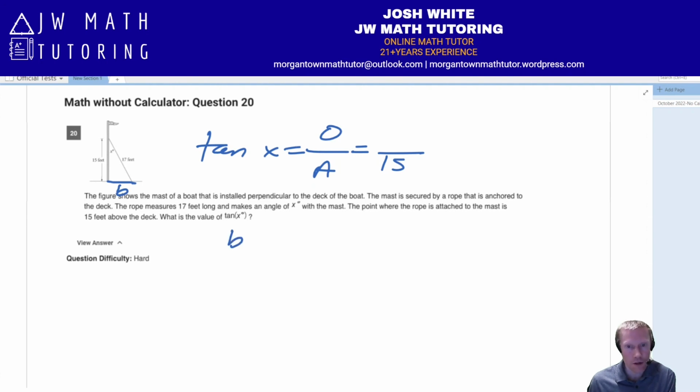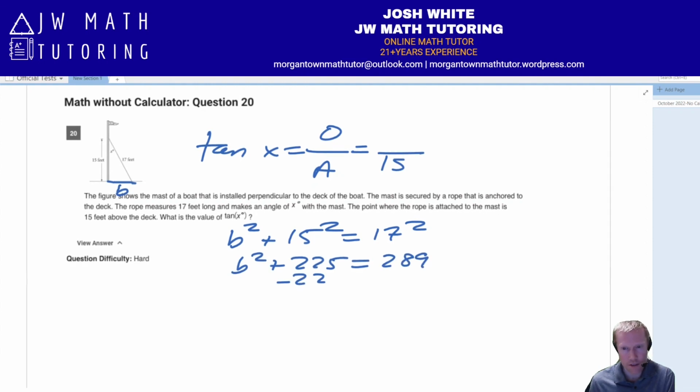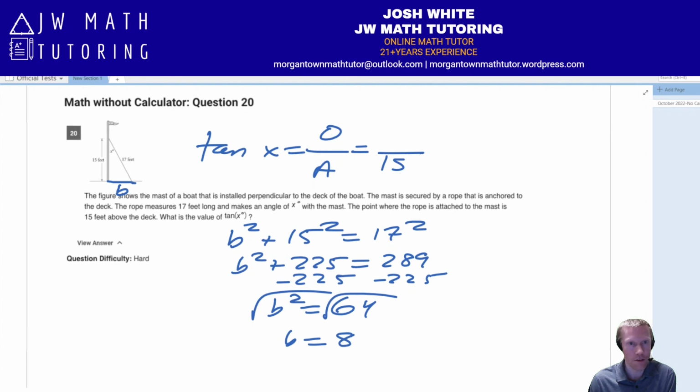Okay, so I'll go ahead and do b squared plus 15 squared equals 17 squared. B squared plus 225 equals 289. And then I get b squared equals 64, and then you square root both sides. So b equals 8. Okay, therefore this side in the triangle down here is just equal to 8. 8, 15, 17 is a common Pythagorean triple. So now you can just plug that in. So the tangent of this unknown angle x is just going to equal 8 over 15. So I would grid in 8 divided by 15.